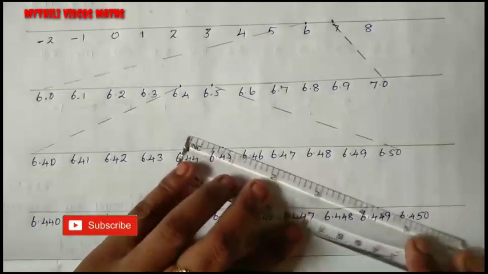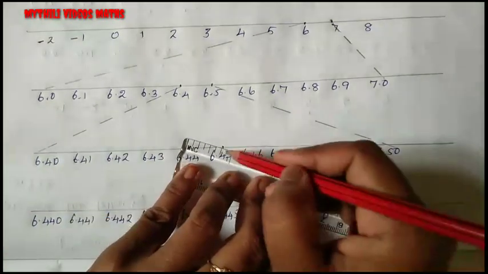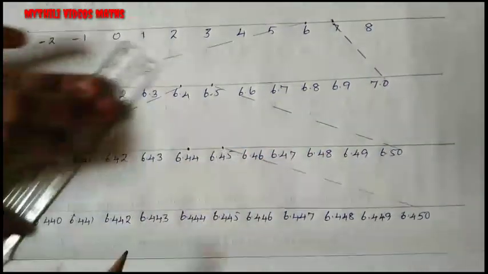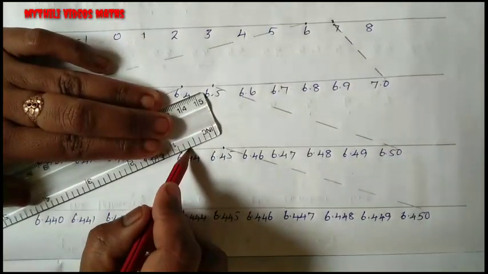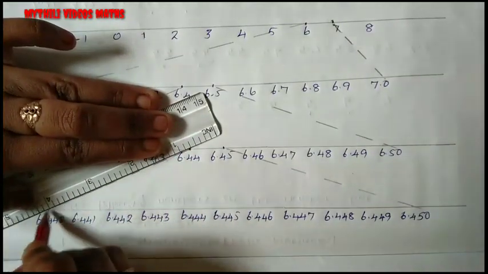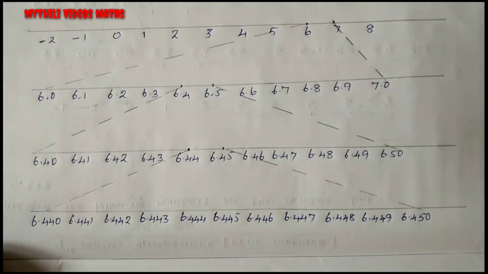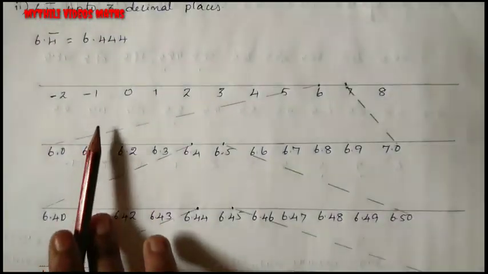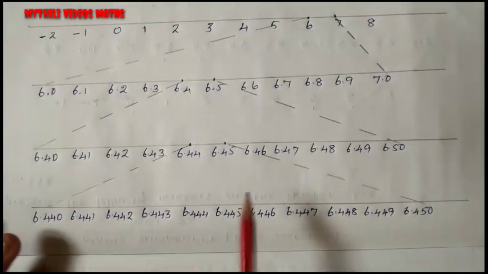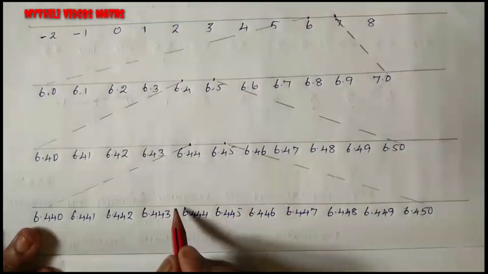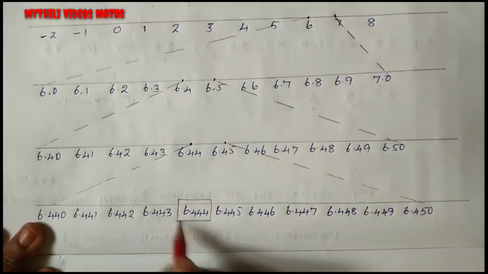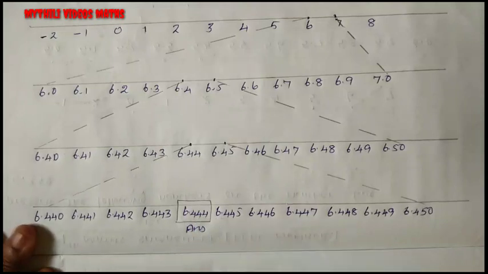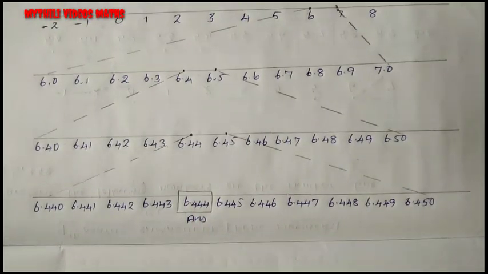Just notice this one. Same thing, left hand side, like this. Okay, see here, where is the answer? 6.444. So note where the number 6.444 is. Okay, so this is our answer. So the answer is 6.444.